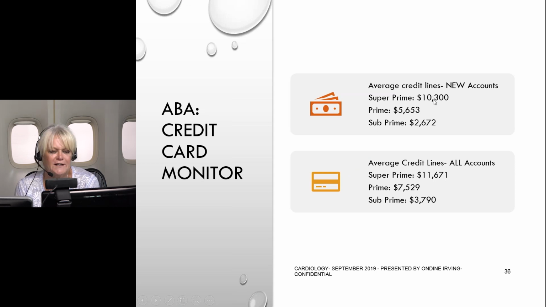Going back to average credit lines, and actually this is a misplaced slide, I apologize. I wanted to give you an idea, again from the ABA, what's out there. The average credit lines for new accounts, super prime over 10,300, prime 5653, subprime 2672, and we think we're getting somewhere with $500 lines. On all accounts here, you can see the average lines as well. Yes, they take more risk, and I'm not going to back up on what I was saying earlier, but just to give you an idea what you may be competing with when it comes to lines.